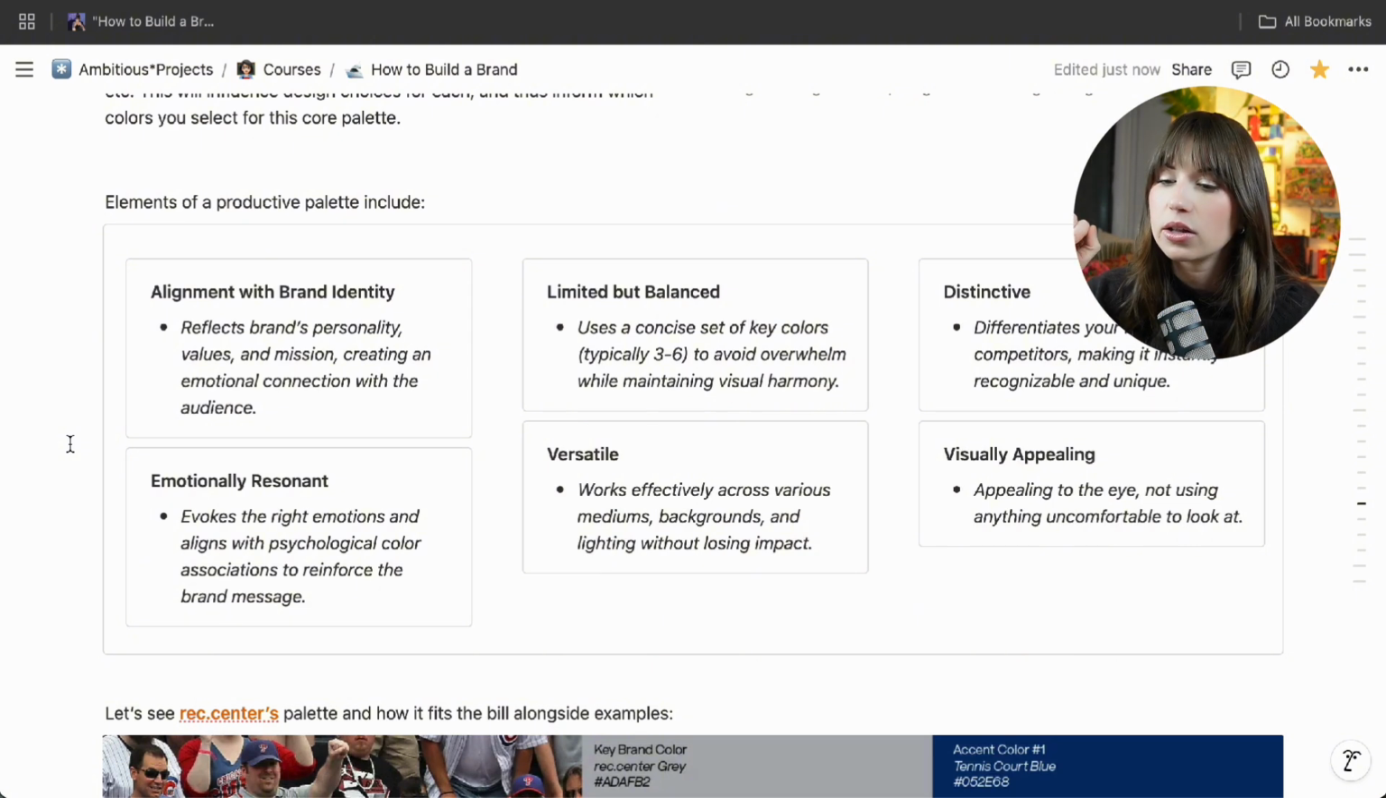between 3 to 6 colors, have it be distinctive, help yourself be different from brands in your immediate environment, have it differentiate yourself from competitors, have it be emotionally resonant, so evoke the right emotions within people who come across your brand, let it be versatile and work effectively across various mediums and backgrounds and lighting without losing impact, and then have it be visually appealing, so nothing that hurts your eyes.